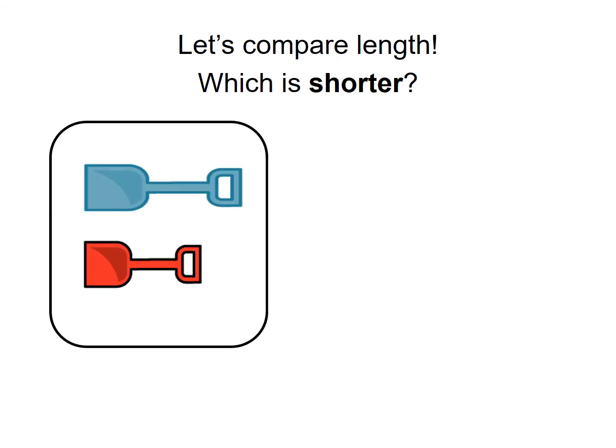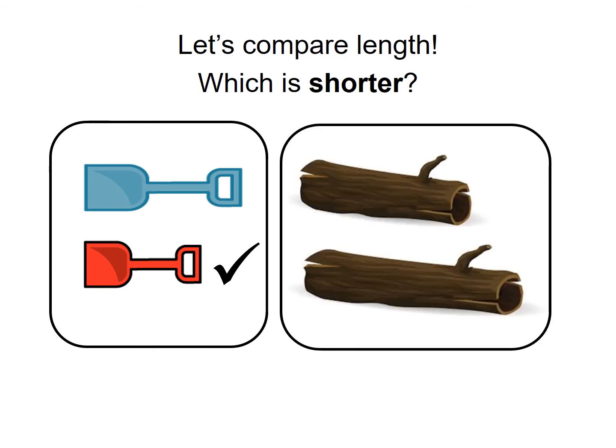So we're looking at the length this time, so how long something is. So it's laid down this time. And you're seeing which one is shorter. So put a tick next to the spade that is shorter. Don't know if you said that one. Then which log is shorter? It's that one. Well done if you got it.